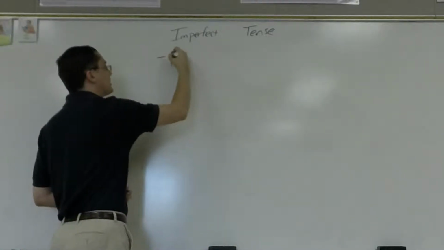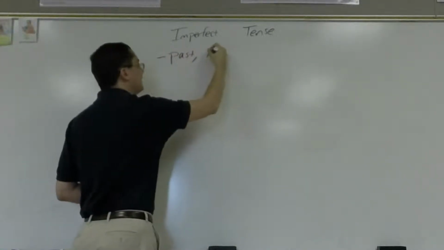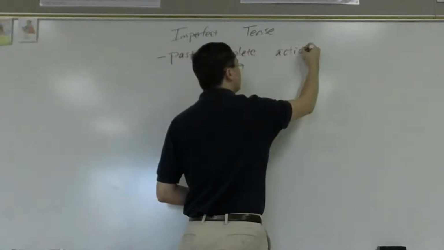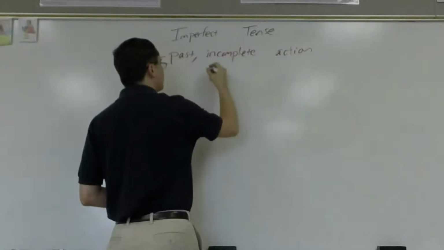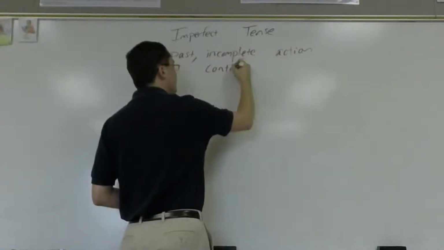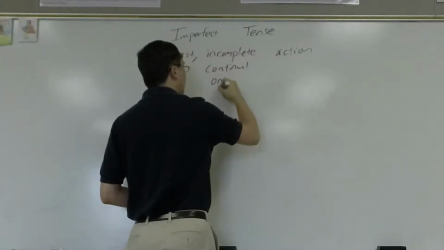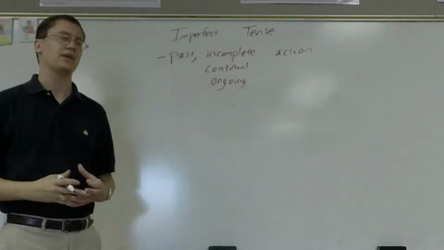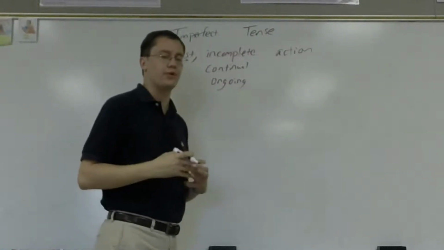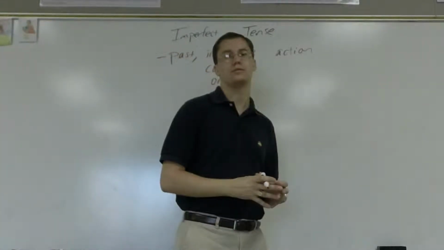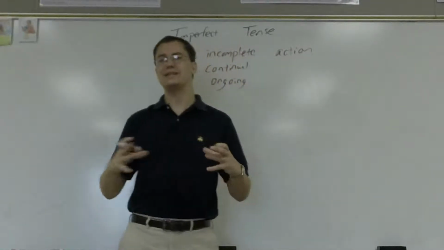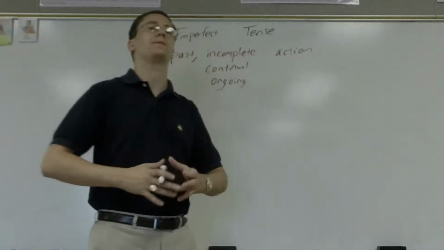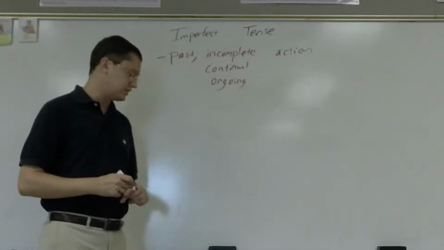Specifically, we refer to this as past incomplete action. So past incomplete action. We can also refer to this sometimes as continual action or ongoing action. The idea with the imperfect tense is that it is going to refer to something that has happened in the past, but which happened over an extended period of time, not something that was just one and done type of thing. There are several ways of doing this in English.